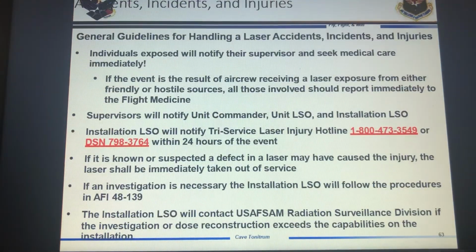For any kind of accidents, incidents, or injuries, you contact your supervisor immediately and seek medical care. After that, the supervisor will notify the unit commander, the unit LSO, and the installation LSO. The number is provided. You would want to come get myself if anything like this does occur.